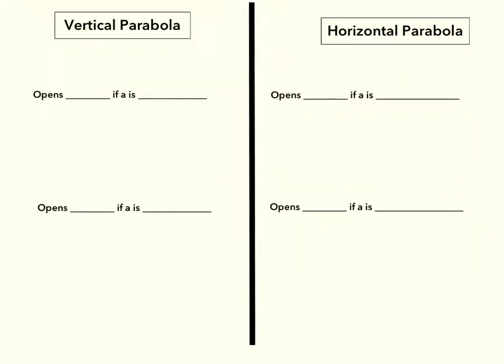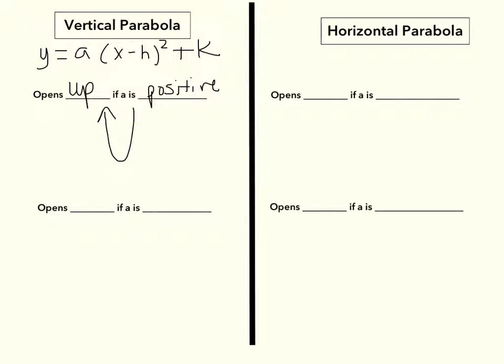So we've only been working with vertical parabolas, and that vertex form of the vertical parabola was y equals a(x minus h) squared plus k. And you always change the sign of your h, kept the sign of your k, that was your vertex. And we know that it opens up if our a is positive. So we would open up here.